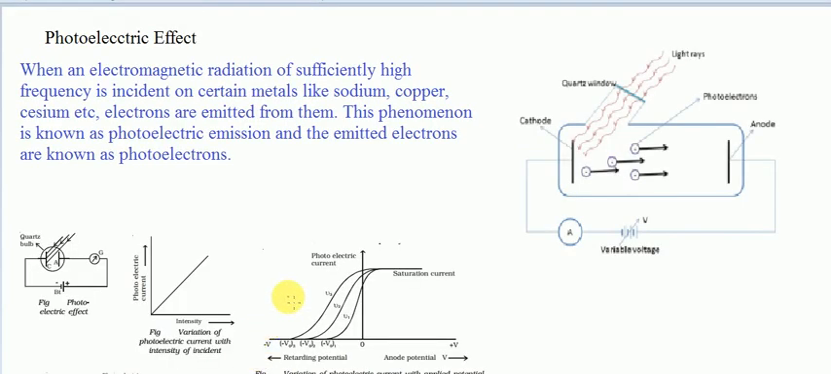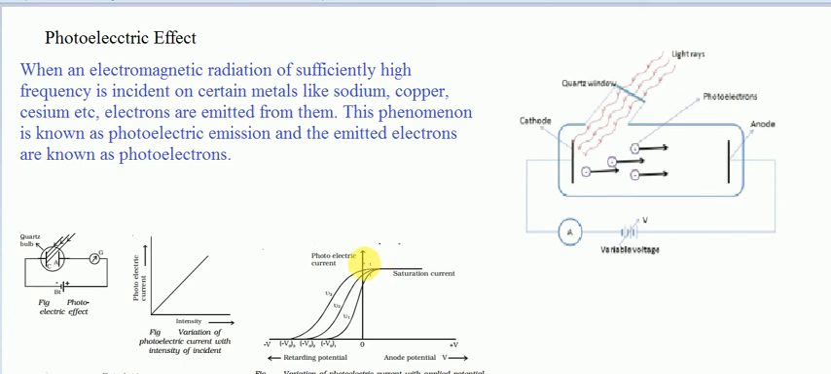As I told, photoelectric effect is the phenomenon of ejection of an electron from the surface of a metal when light of sufficient energy falls on it. Sufficient energy means the energy must be equal to or greater than the work function of the metal. So when an electromagnetic radiation of sufficiently high frequency is incident on certain metals like sodium, copper, cesium, etc., electrons are emitted from them. This phenomenon is known as photoelectric emission, and the emitted electrons are known as photoelectrons. Photoelectric effect was first observed by Hertz in the year 1887.